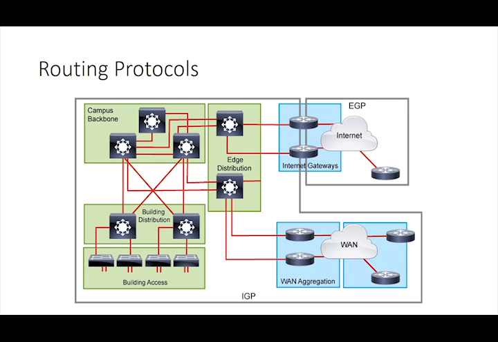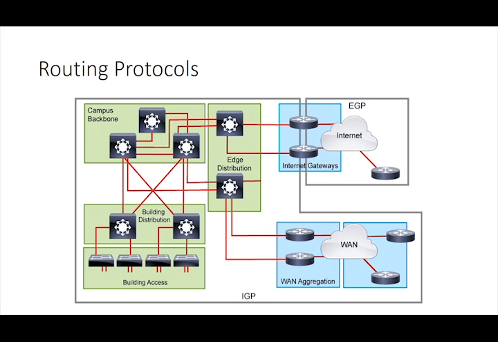Routers terminate the layer 2 collision and broadcast domain, while switches switch data frames between devices on the same LAN. Routers are required to reach hosts that are not on the same LAN.